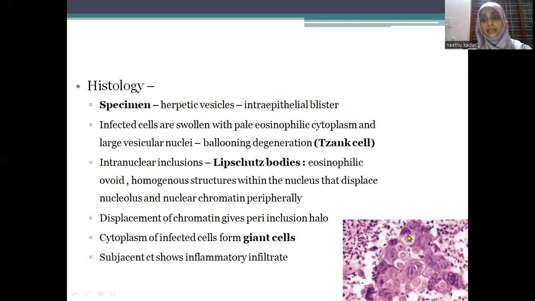As you can see here, this is the nucleus of a cell which has undergone balloon degeneration. You can see margination of the nuclear matter towards the periphery of the nuclear membrane, and it has eosinophilic homogeneous material, which we call the Lipschutz body. The cytoplasm of infected cells can form giant cells, and surrounding it there is a numerous inflammatory infiltrate.